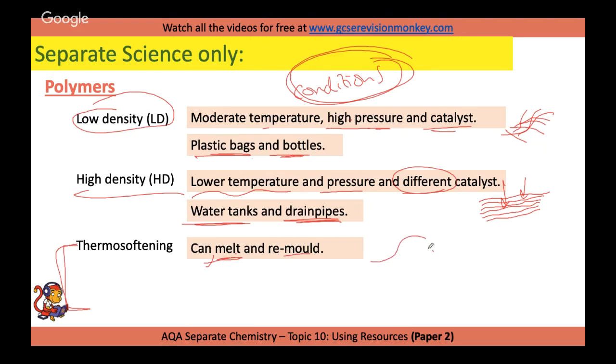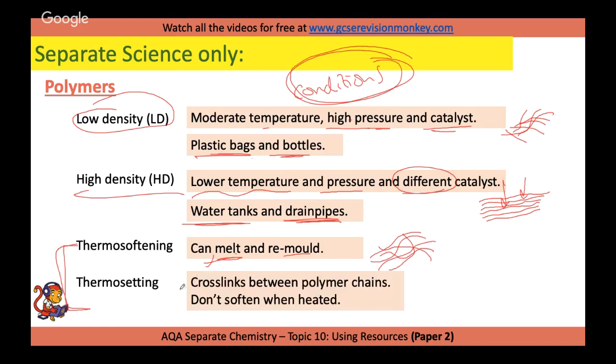Those polymers can cross over each other and are just loosely over each other like that. For a thermosetting polymer, this has a much higher melting point because it's got cross links between the chains. So if you see something like this, you will see cross links, which you might have to label between the polymer chains. This makes it much harder and it won't soften when it is heated.